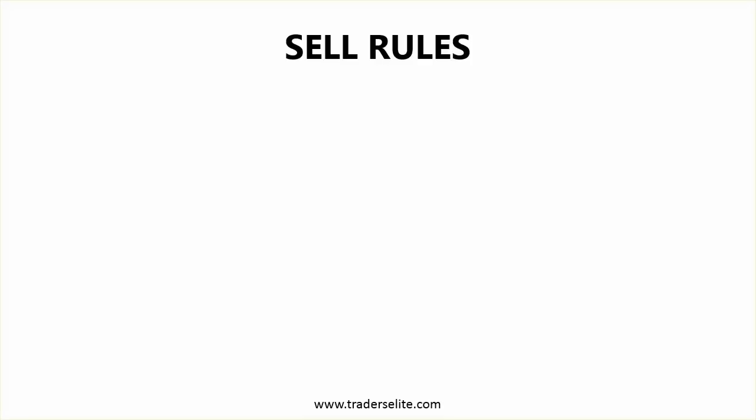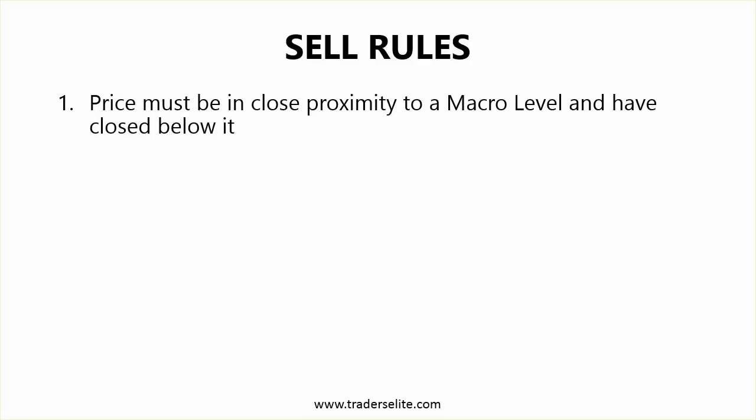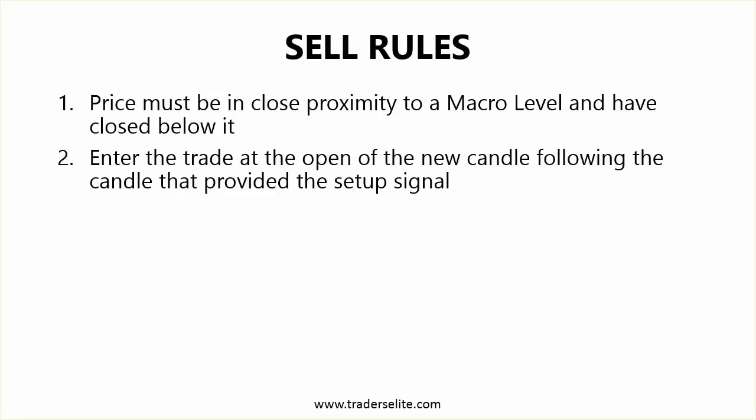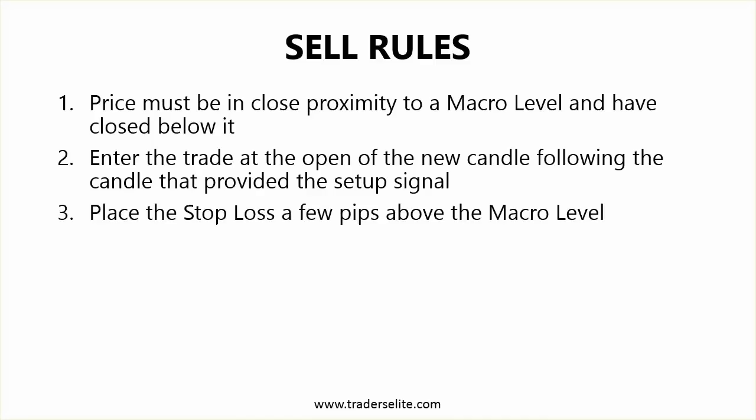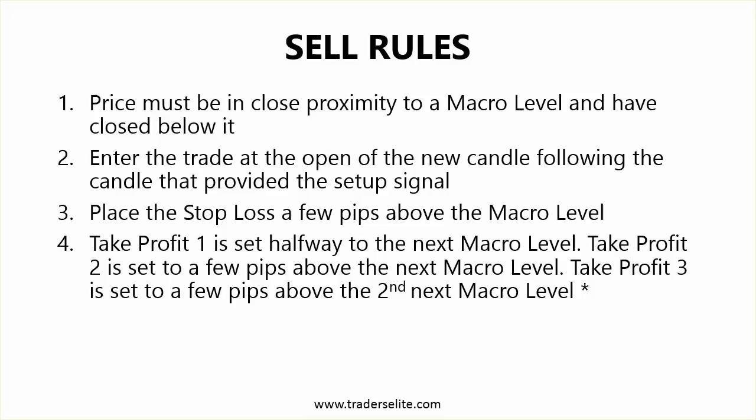So let's look at the sell rules. Price must be in close proximity to a macro level and have closed below it. These are the same as the buy rules, but the opposite. Enter the trade at the open of the new candle following the candle that provided the setup signal. Place the stop loss a few pips above the macro level. Once again, take profit 1 is set halfway to the next macro level. Take profit 2 is set a few pips above the next macro level. And take profit 3 is set a few pips above the second next macro level.